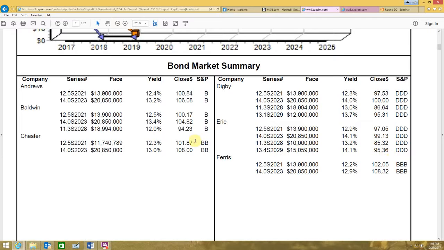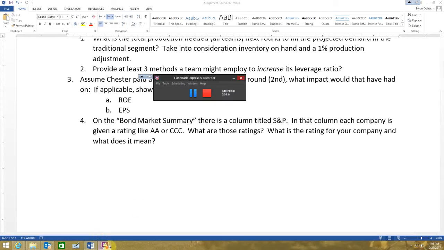How about triple B? We don't have any A's, but we do have one triple B. We don't have any C's in there, but how good or bad are those ratings that we have for our particular companies on here? That's kind of what I want to know to finish answering that question. So there you have it, our assignment for round 2C.